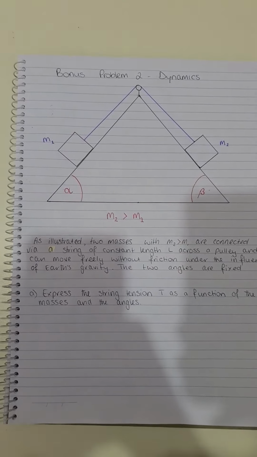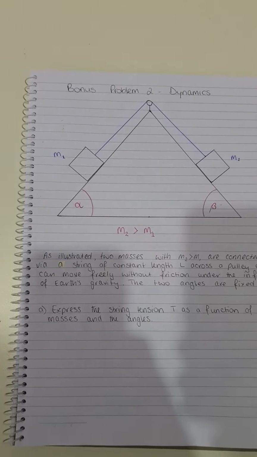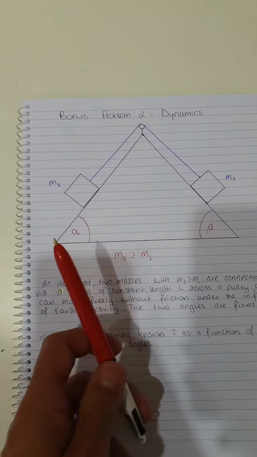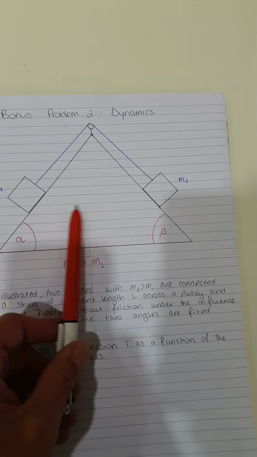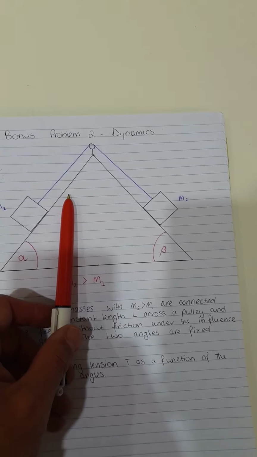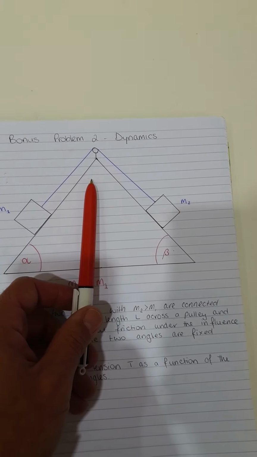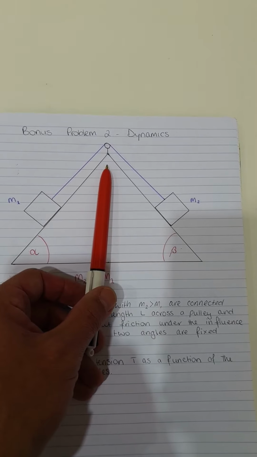Good afternoon. This is my solution for bonus problem number 2, dynamics. As illustrated here, we have a double inclined plane with a mass sitting on each slope. These two masses are connected together by a string of fixed length which runs over a pulley system situated at the apex of our double inclined plane.